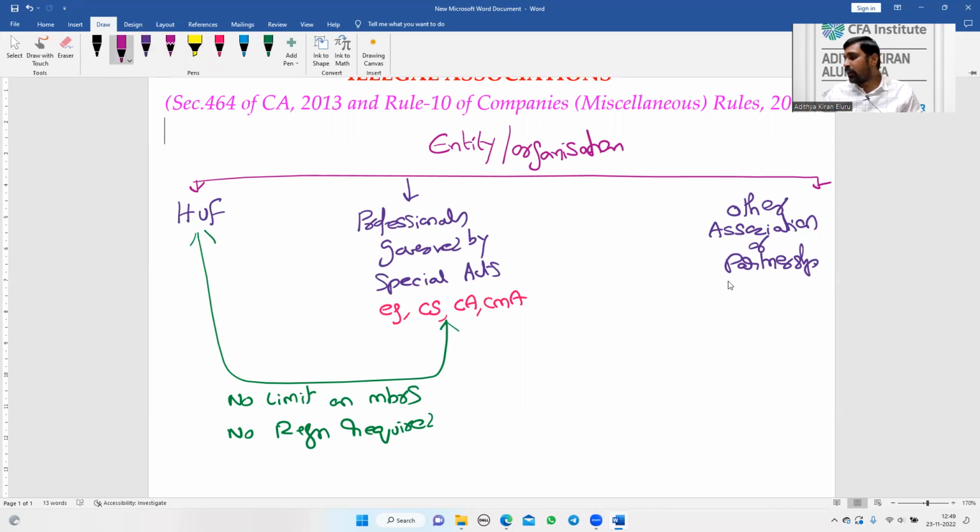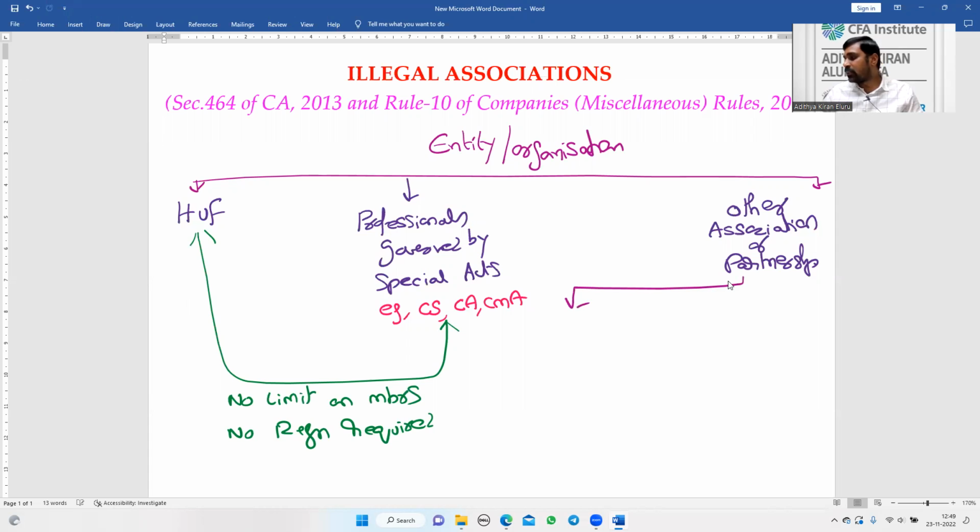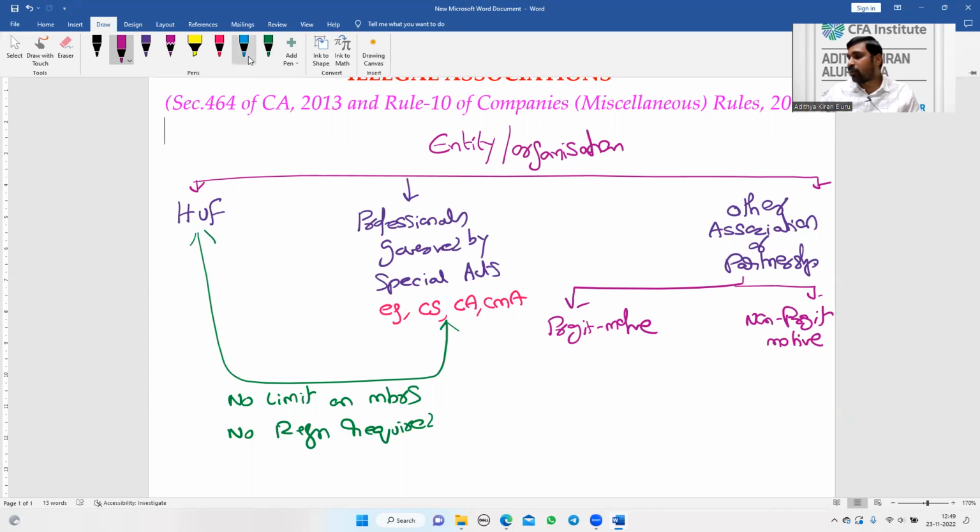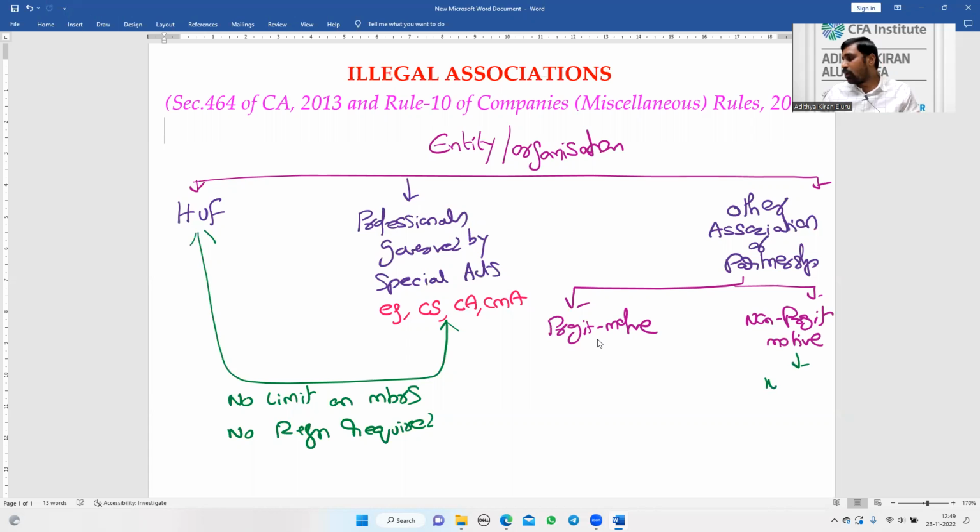Now coming to the other entities, see whether it is a profit motive or non-profit motive. If these other entities are non-profit motive, no limit, no registration.